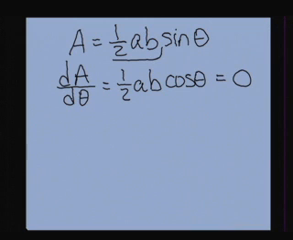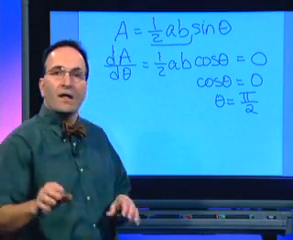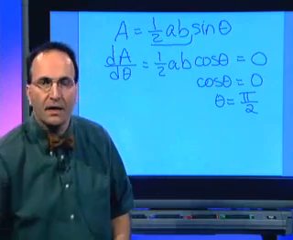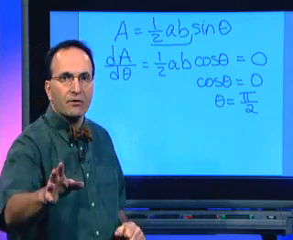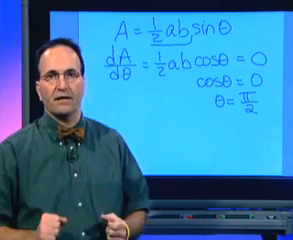We set this equal to 0 because we want to find the critical point, the point at which it's either a max or a min. In this case, we're looking for a max. But what we know is this will be 0 when cosine theta is 0. And the angle whose cosine is 0 is pi over 2. And what that tells me then is that it's a 90-degree angle. A 90-degree angle means that it's a right triangle that will maximize the area given a triangle. It's got to be a right triangle.